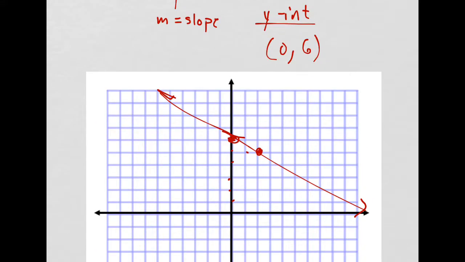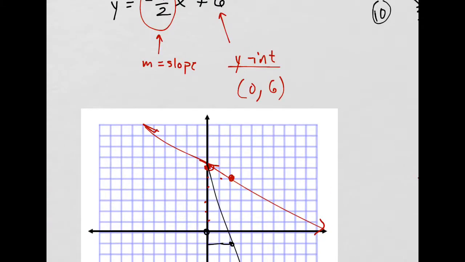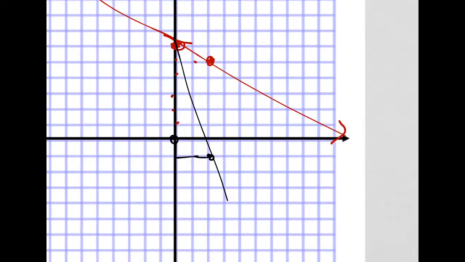Otherwise, you're not actually getting the slope, because if you started here and went down 1 over 2 and did this, the slope is supposed to be negative 1/2, right? Yes. But if I actually counted the slope of this black line, that's way, way more negative than negative 1/2. That's 1, 2, 3, 4, 5, 6, 7, 1, 2. That's 7 over 2. So that doesn't work out.